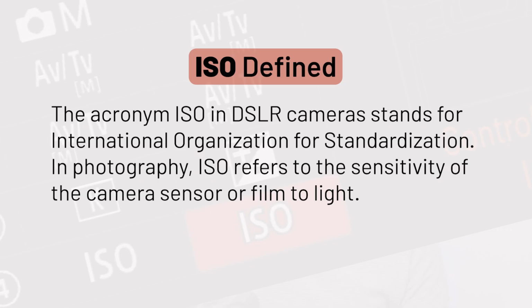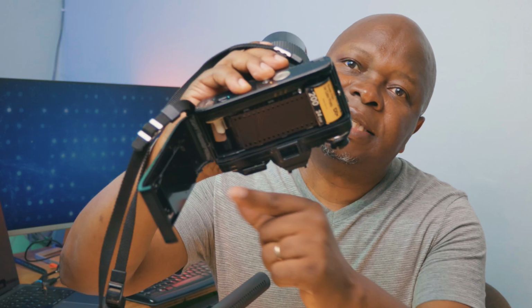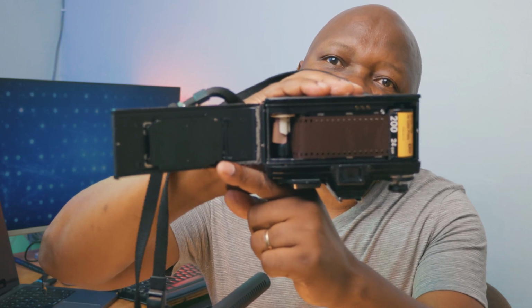The simple definition for ISO is the sensitivity of your sensor to light. This simple definition of ISO comes from the days when we used to use film cameras like this. In this case, you can see there's actual film in the camera, and this film is coated with chemicals that are actually sensitive to light. And so that's where the definition comes from, and we've just continued to use it for digital cameras.